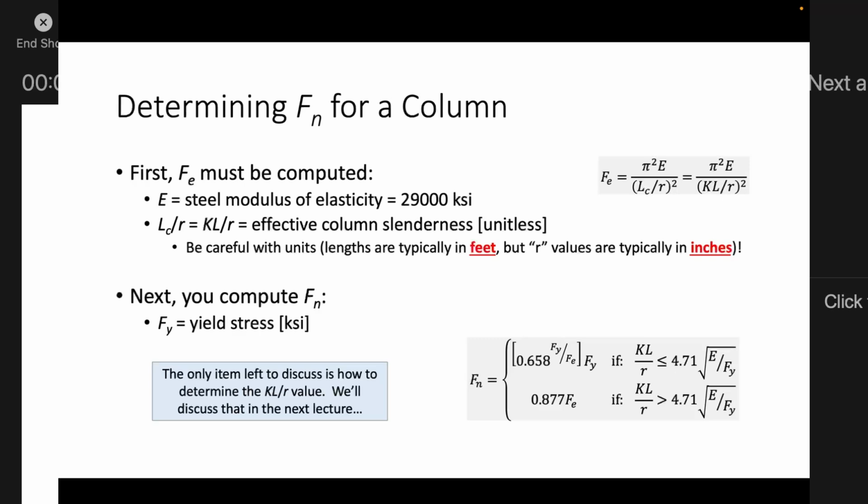And then you compute Fn. So if your KL over R is less than or equal to that, this is your expression. If your KL over R is bigger than that, that's your expression, okay?